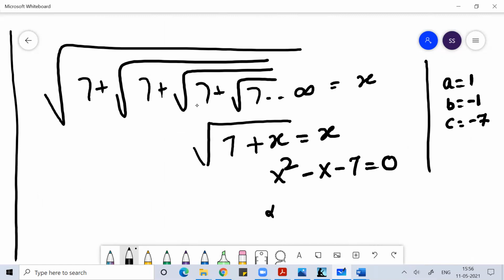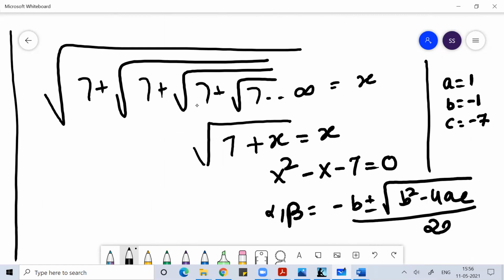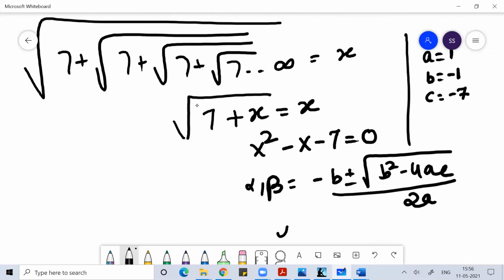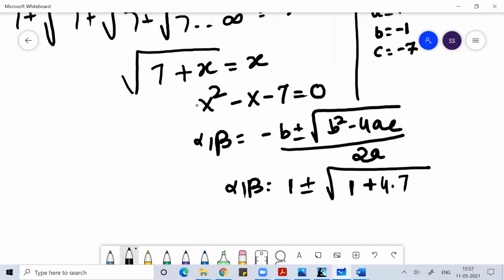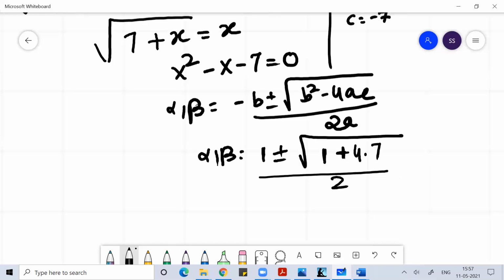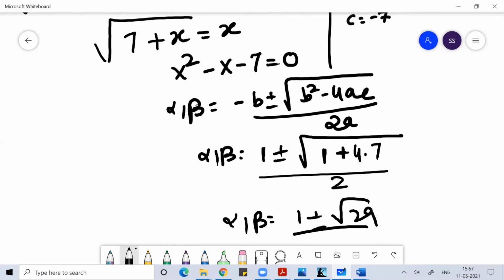And if I apply the formula, alpha and beta equal minus b plus minus root of b square minus 4ac, by 2a. So alpha and beta is equal to minus of minus 1, which is 1, plus minus root of b square, which is 1, minus 4 times a and c, where c is minus 7. So minus 1 times minus 7 is plus. With this you divide it by 2. So you can find the value of alpha and beta, which is equal to 1 plus minus root of 29, by 2.